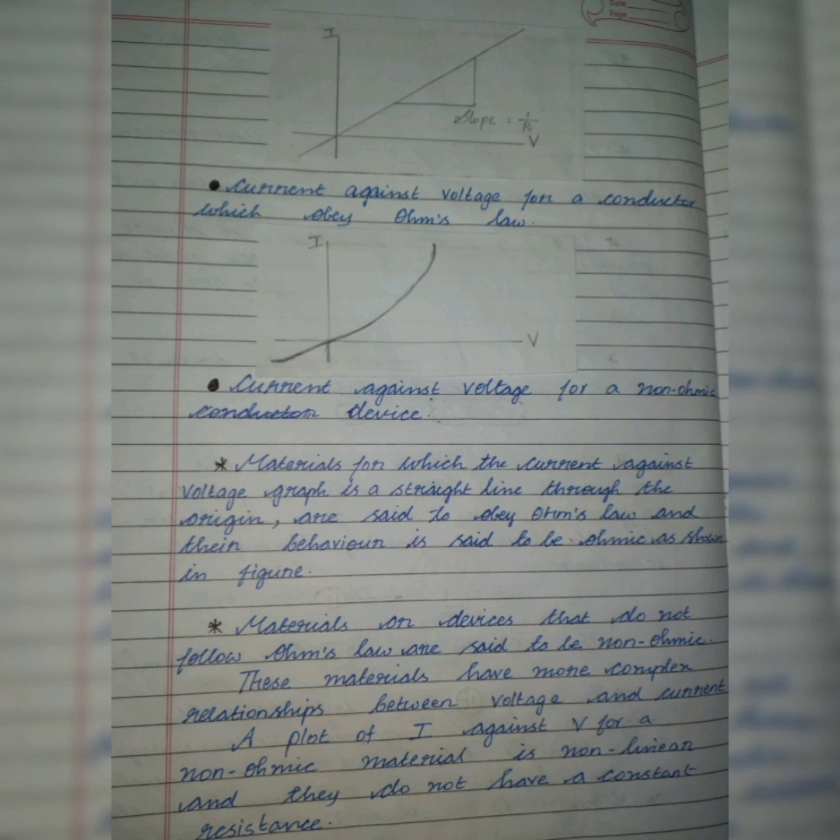These non-ohmic devices have a more complex relationship between voltage and current. A plot of current I against potential difference V for a non-ohmic material is non-linear and they do not have a constant resistance. So for a non-ohmic device, the plot of I against V is non-linear, whereas for an ohmic device the plot of I against V is linear, that is a straight slanting line.